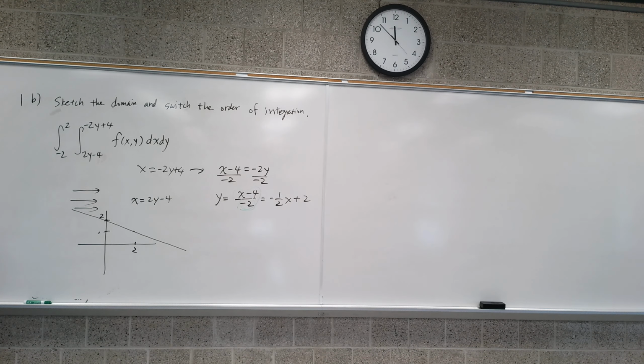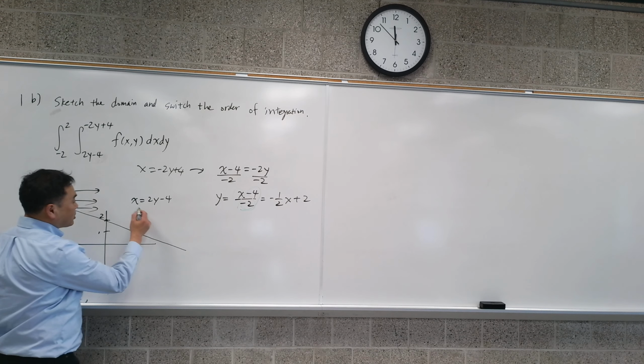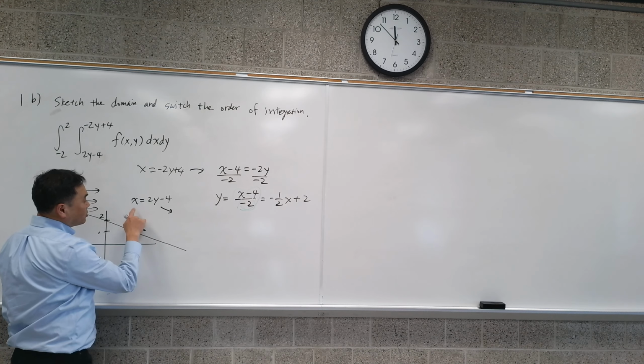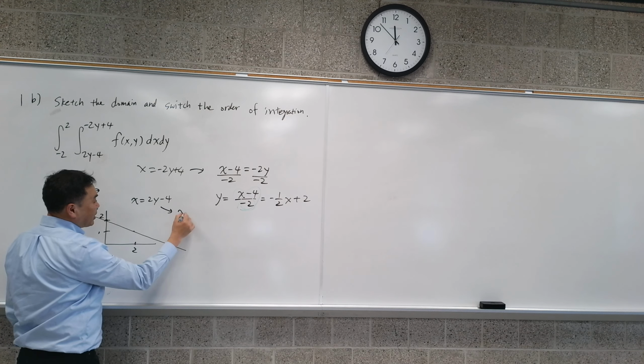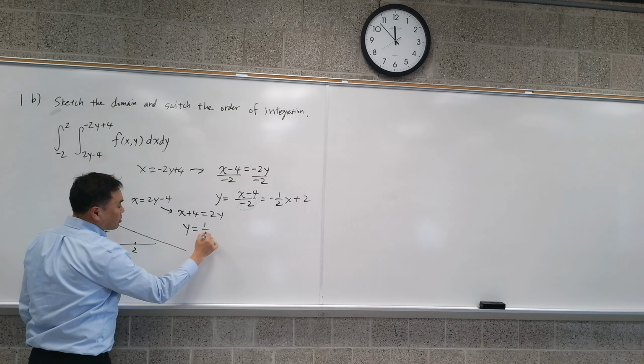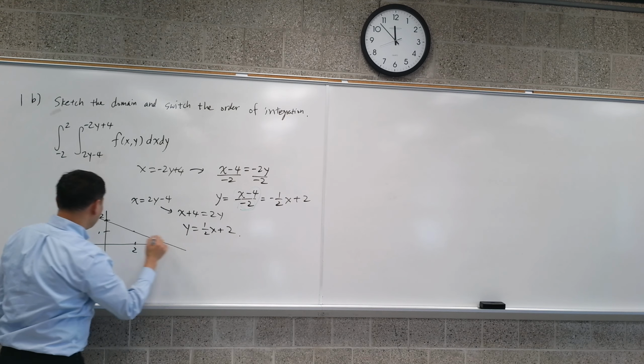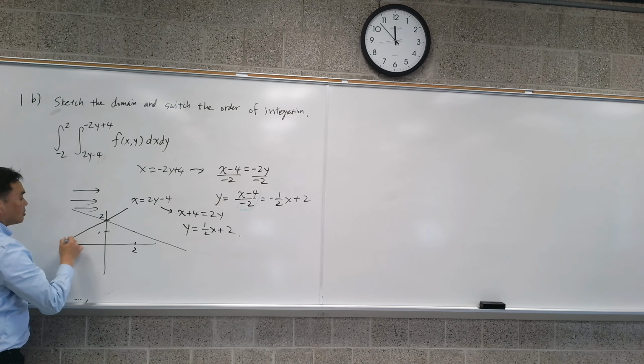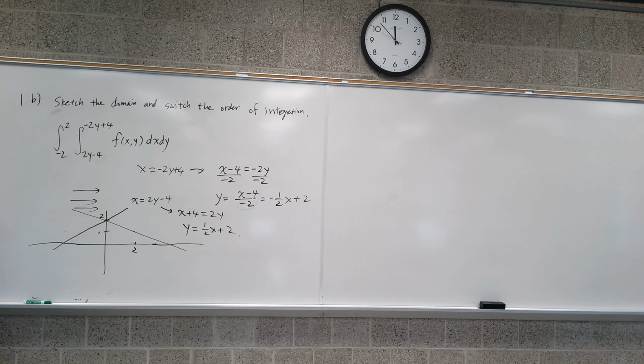On the other hand, you have x equals 2y minus 4. So if you solve for y by adding 4 to both sides and dividing by 2, that gives you 1/2 x plus 2. So you have this. That's the graph.